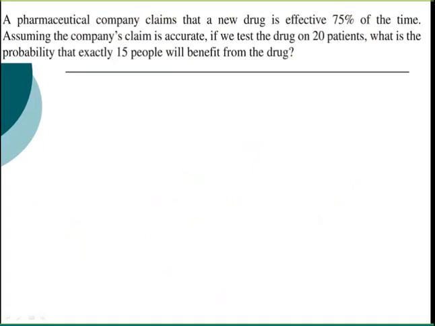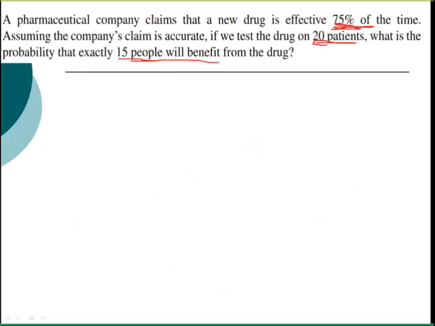We've got a pharmaceutical company that claims a new drug is effective 75% of the time. This is our probability of an individual occurrence happening. So the company, assuming that their claim is accurate, if we test the drug on 20 patients, this is the total amount of people, what is the probability that 15 will benefit? So this is our number of successes.